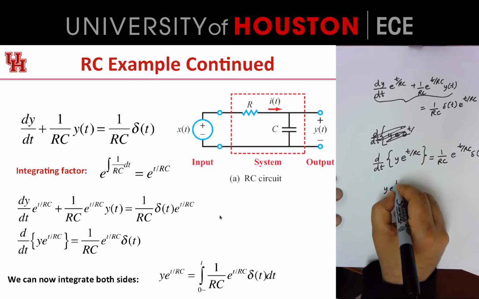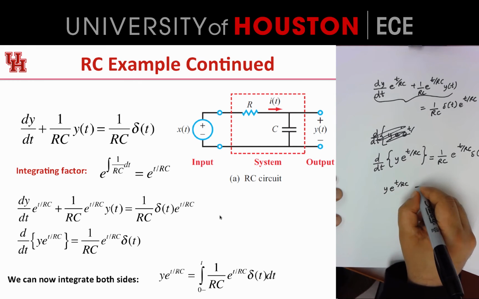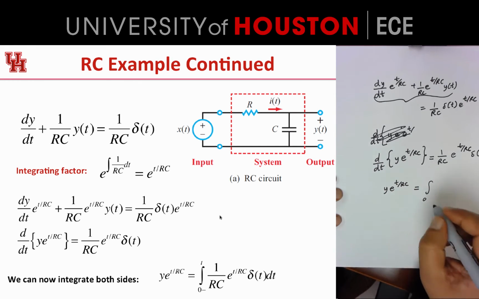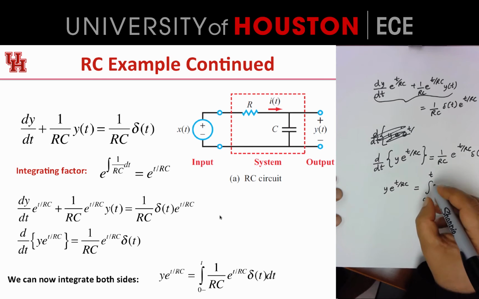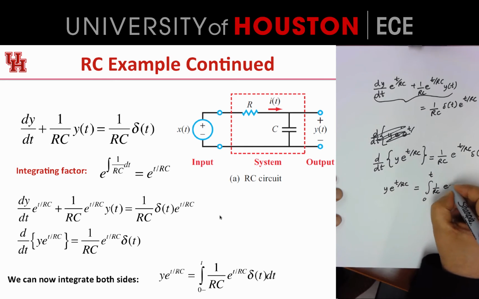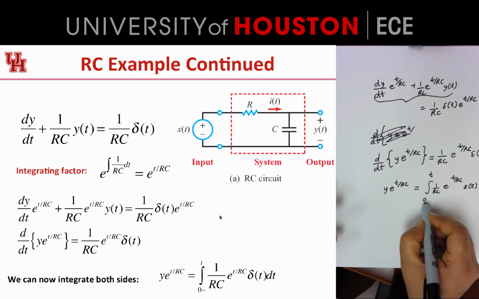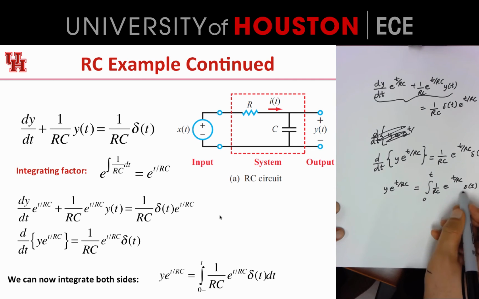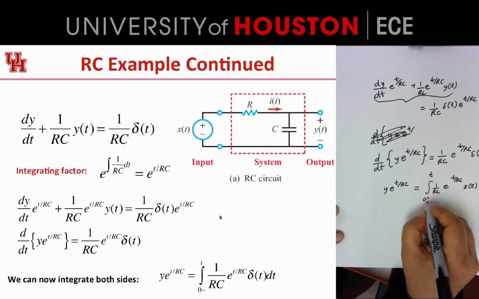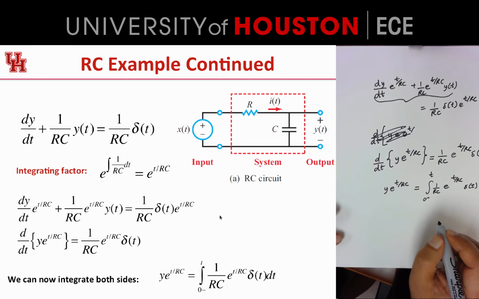So y times e to the t over RC is given by the integral from 0 to t of 1 over RC e to the t over RC delta of t. Now in this case, we can't start at 0; we have to include the region of the t-axis where delta lives. So we have to actually start a wee bit to the left of the axis, so it's 0 minus to t.